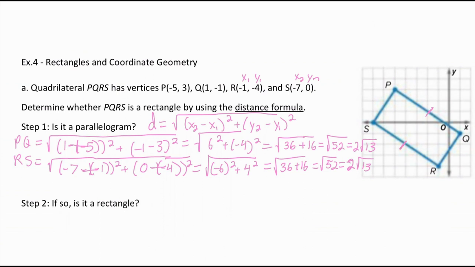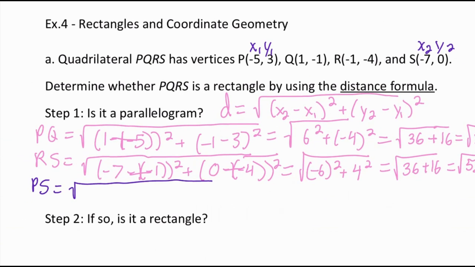So we know that these two are congruent. So now let's find the other two sides. So now I need to find the length of what? PS and QR. So I'll start with PS. I'll call this x1, y1, and x2, y2. It'll be the square root of negative 7 minus negative 5, squared, plus 0 minus 3, squared.